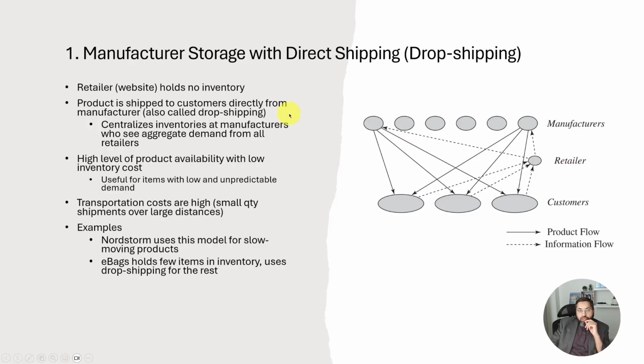So this option is kind of like one extreme of the network, where inventory costs are minimized, but transportation costs are kind of like maximized. Okay.